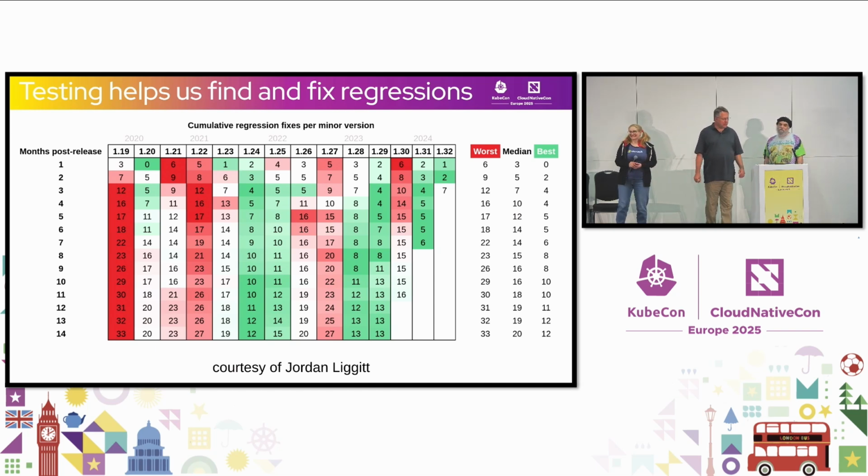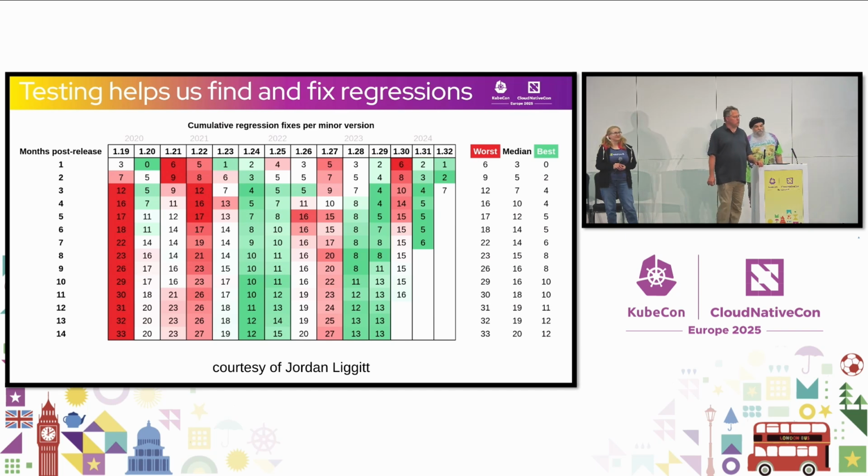Yeah, and I think this is a very interesting chart, and thank you to Jordan Liggett for generating it for us. This is looking at how many regressions were discovered at a particular month after a particular release goes out, right? And so we look at 1.19, and at month 4, we're at 16 regressions, which is pretty terrible. That's why it's red. We have had other releases that were a lot better, like the 1.27 release. At month 4, it looks like we were at about 8 regressions.